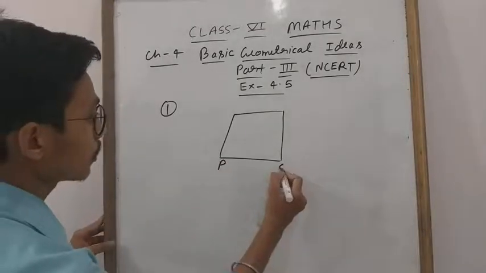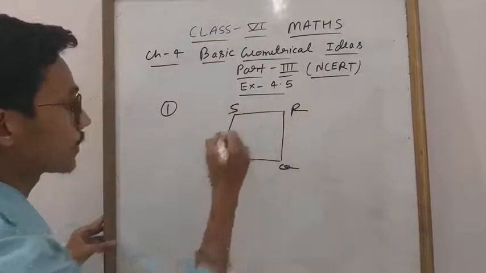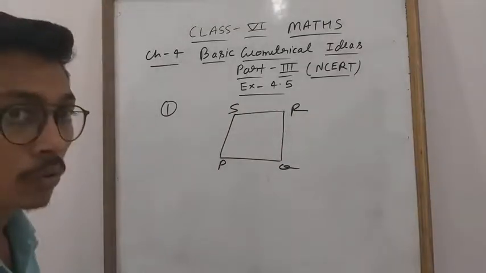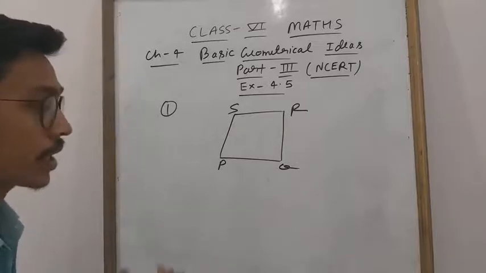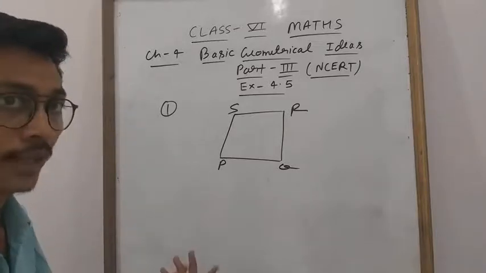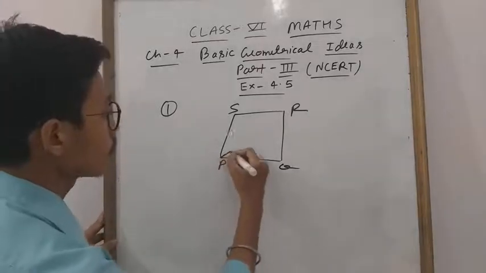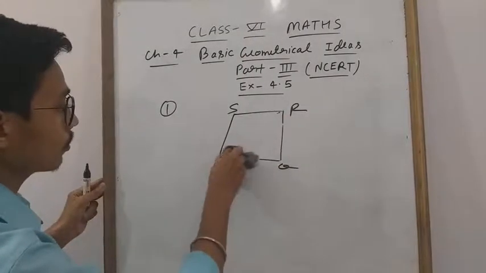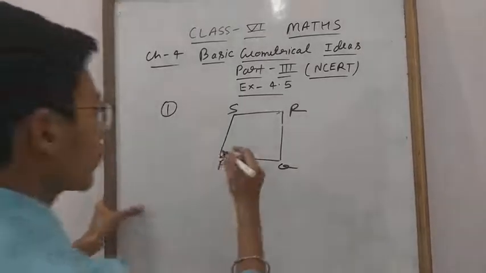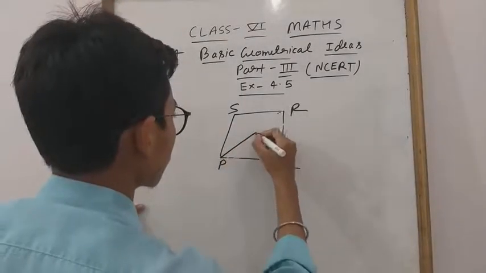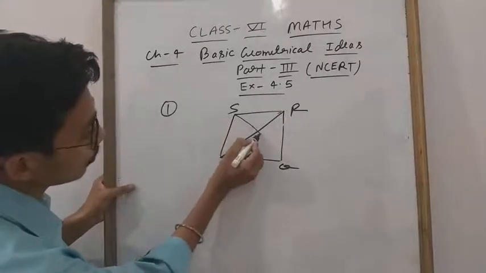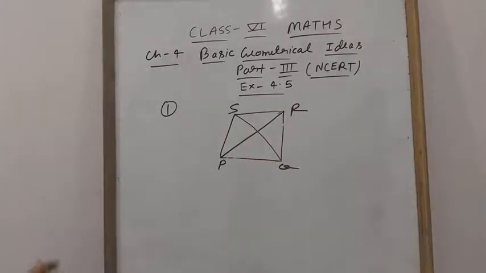So here you will make PQRS. Next it is given: draw its diagonal. Diagonal means, you know, the line which joins the opposite vertices. So this is opposite, P and R. So one diagonal is this one. This is the first diagonal. Everyone knows diagonal means a line joining two opposite vertices. The second diagonal is SQ. This is your second diagonal. Clear, everyone?